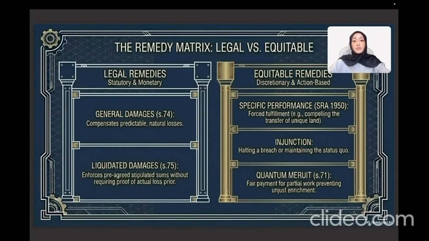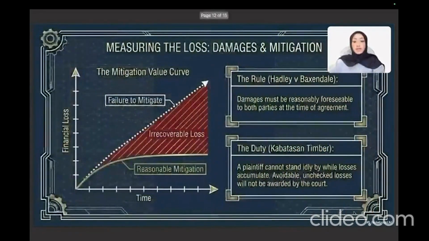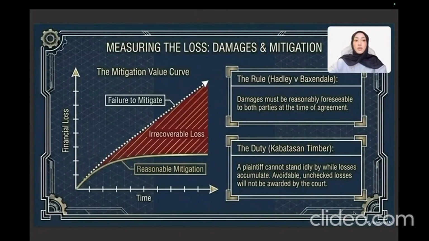And finally, there is quantum meruit under Section 71, which ensures a fair payment for partial work already completed, preventing one party getting free work at the expense of another. So, moving on to our next slide, we need to talk about the math of a legal battle, which is measuring the loss.